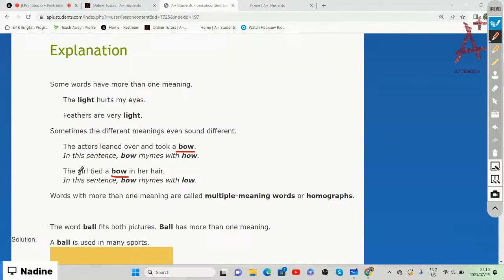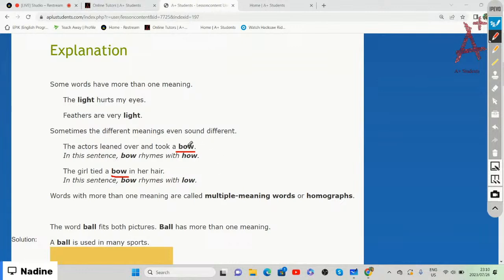And with the girl tied a bow to her hair, we can't say she ties a bow, right? Because the bow does not sound the same. It doesn't even make sense. So it is a bow. Once again, these are words, especially bow and bow, that are spelled the same, but they sound different, right? And of course, the meaning is different.